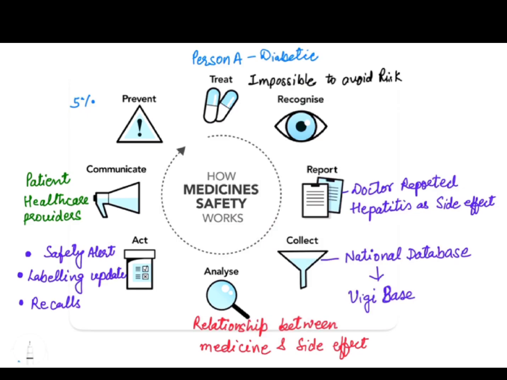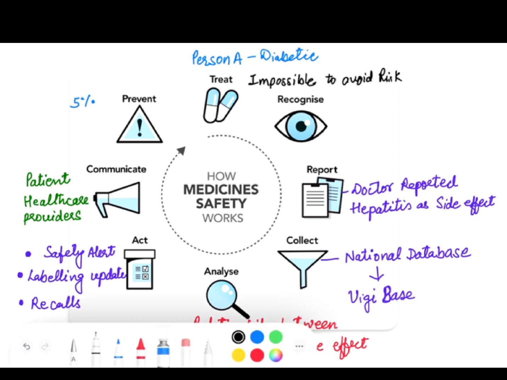Hello everyone, welcome back. In this video, we will learn about the pharmacovigilance cycle, the whole cycle: how drugs are used to treat, and if there is some side effect, how it gets recognized, then reported and analyzed, and ultimately that information is used to prevent further side effects, right?